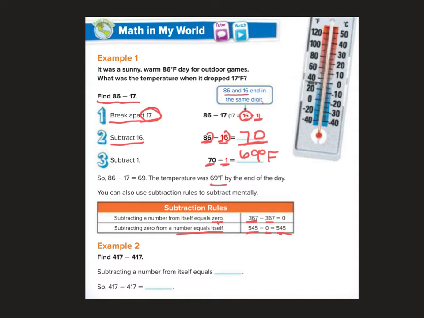Okay, so we didn't need to use those subtraction rules right now for the first one, but let's see, maybe there's one that we need. One that we can use, and I'm noticing right here, example 2, 417 minus 417, that gives us 0, right? Subtracting a number from itself equals 0. So 417 minus 417 is 0. There we go. We use this rule to show our, for example, 2. So let's keep going on.